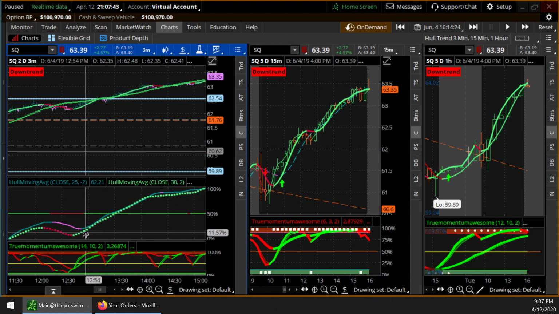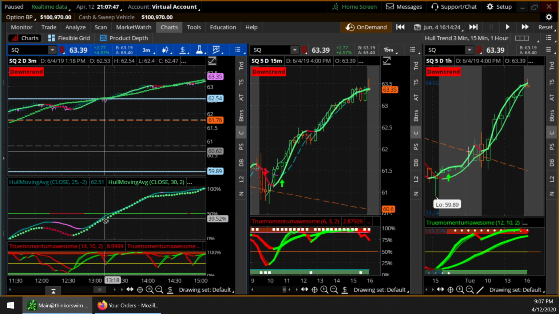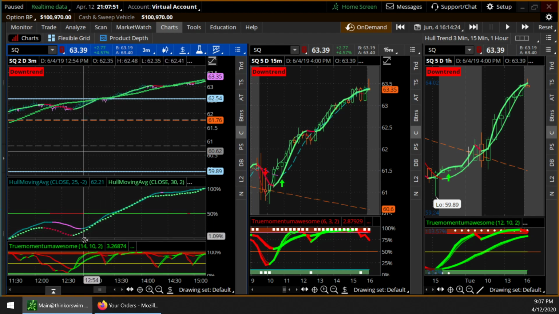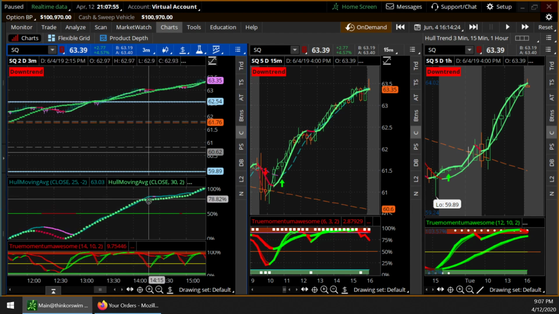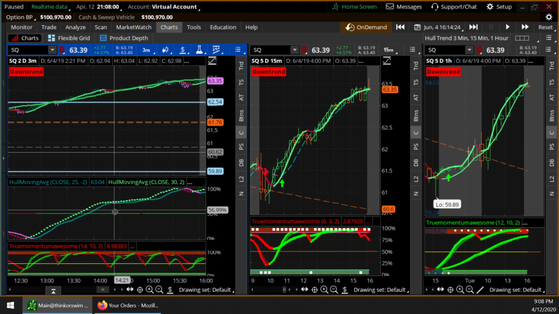While you're riding it up, this 30 line will stay green the whole time, letting you know both the 30 and the green for the 25 should for the most part stay green. The 30 will stay green, but as you're riding it up, once you see this 25 start to turn red right here, that's your first indication to go ahead and sell out.